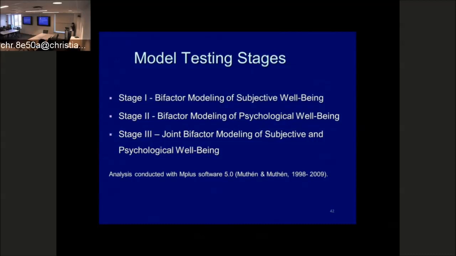So model testing takes three stages. First, we tested the subjective well-being, and then made sure a bifactor model holds for that model. Then we move on to psychological well-being. Finally, we combine psychological well-being and subjective well-being in one joint bifactor model.